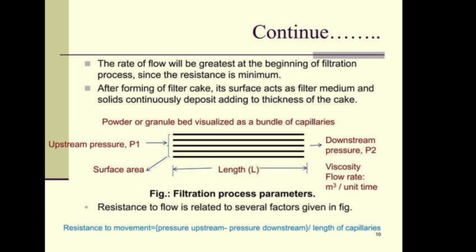Upstream pressure is P1, with a surface area. Downstream pressure is P2, and the flow rate is in cubic meters per unit time. In the filtration process, the distance of flow is related to several factors given in the figure. Resistance to the movement is related to the pressure upstream minus the pressure downstream and the length of the capillaries.